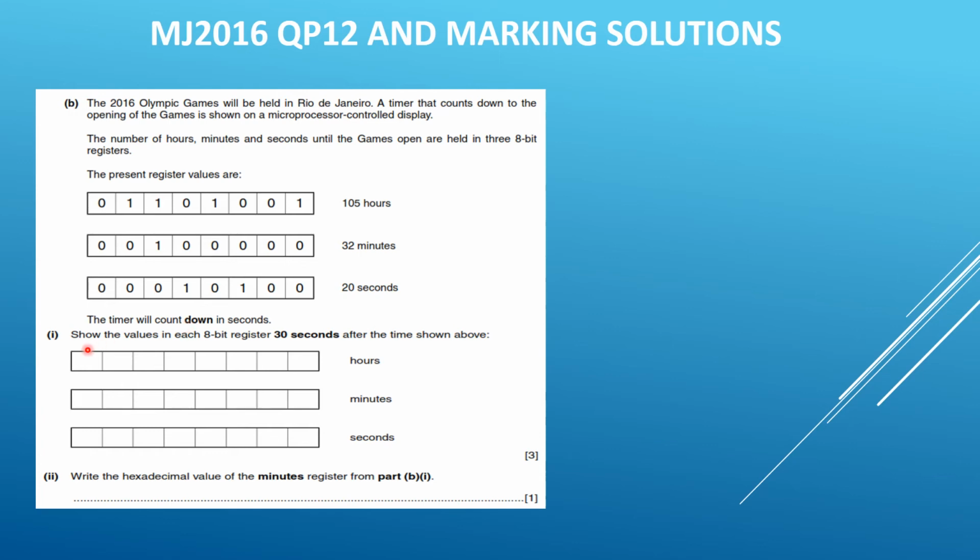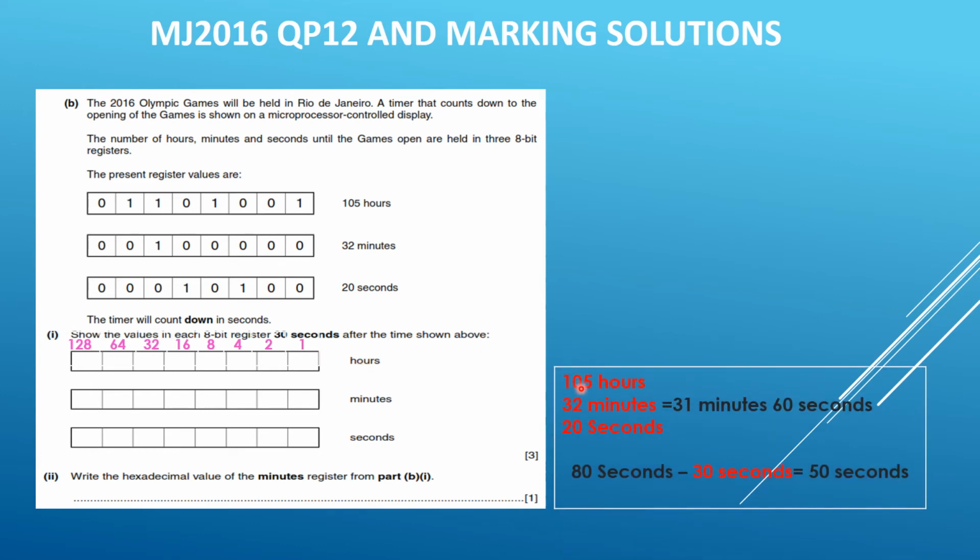In part 1, it asks: show the values in each 8-bit register 30 seconds after the time shown above. Now we need to count down 30 seconds. It basically means that we need to subtract 30 seconds from the given time. But 30 seconds cannot be subtracted from 20 seconds. So we know that to get the binary values of the hours, minutes and seconds, we use the binary notation or the expansion method. But let's do the working first.